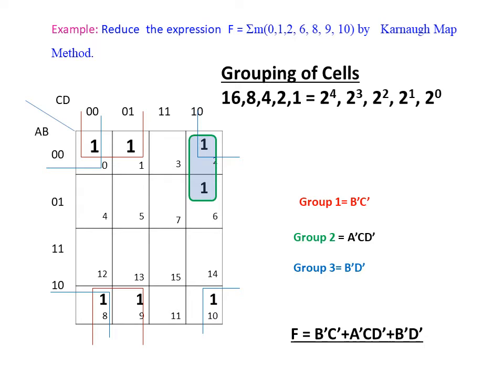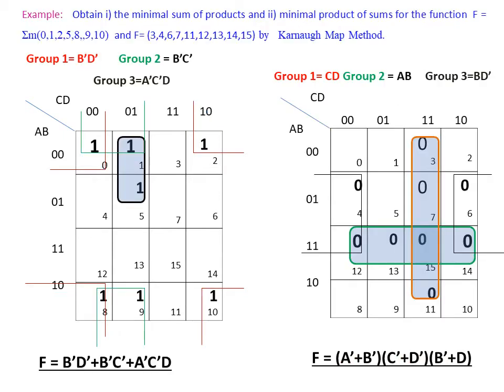Now the 4 corner cells. The common between this first and last cell is B bar, and this first and last cell is D bar. So B bar, D bar is the answer. Now this green color 2 cell grouping, the common between these two is A bar and C, D bar. So this is our final expression.